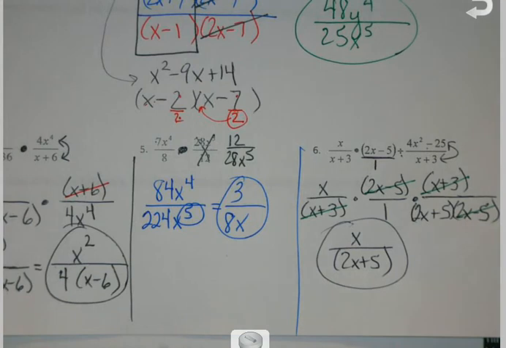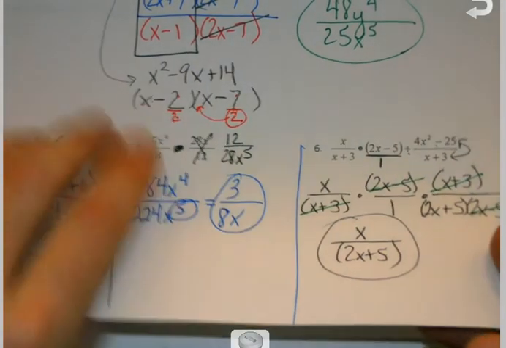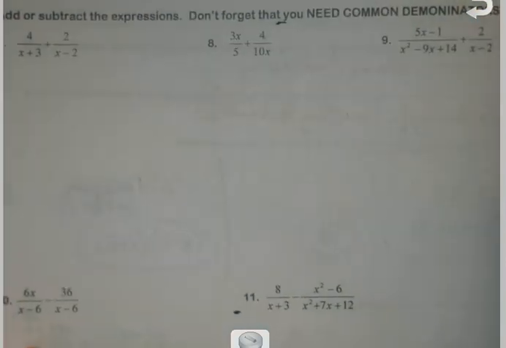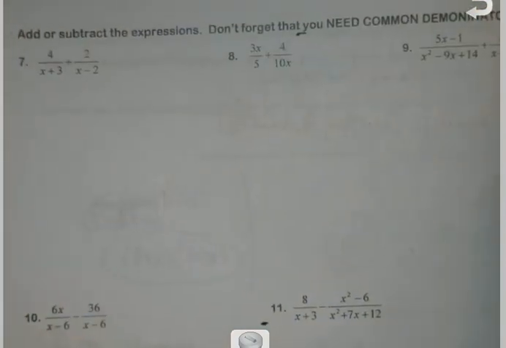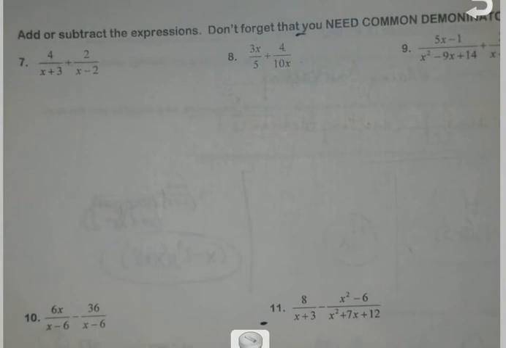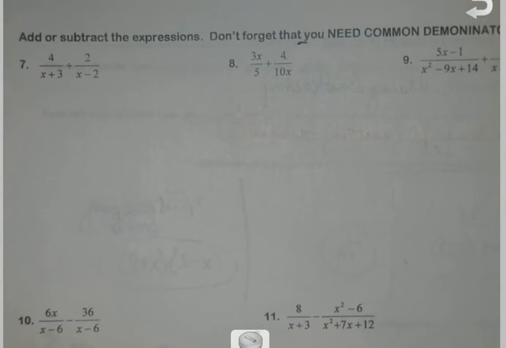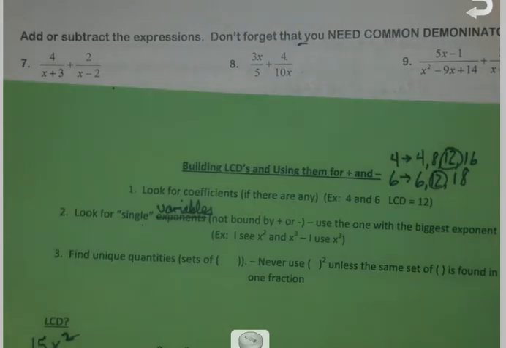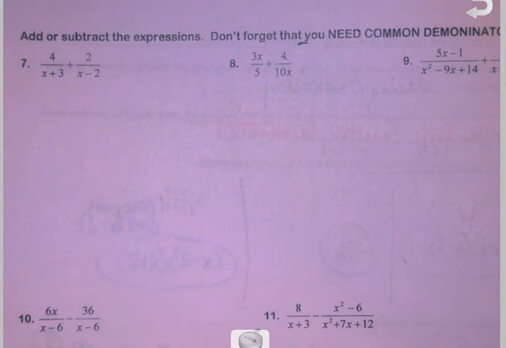Again, just watching out for some things. I figure on a quiz like this, I'm giving you enough things to think about without having to put a zillion problems to boot. So, let's see. All right. Add or subtract the expressions. Don't forget you need a common denominator. And again, if you don't remember something, go back to the green sheet and kind of work down the steps.